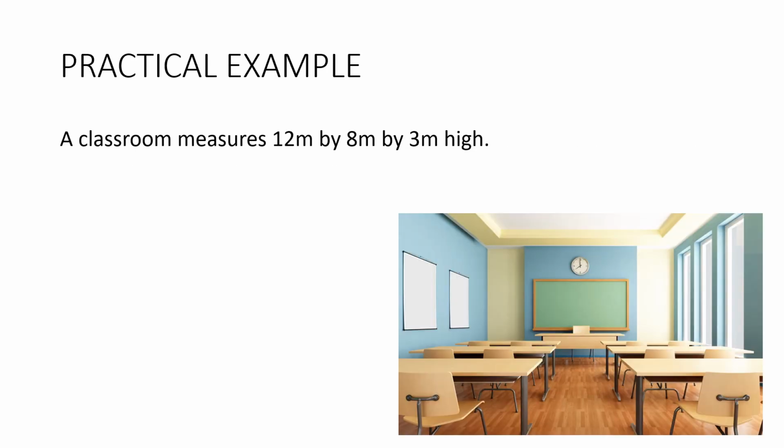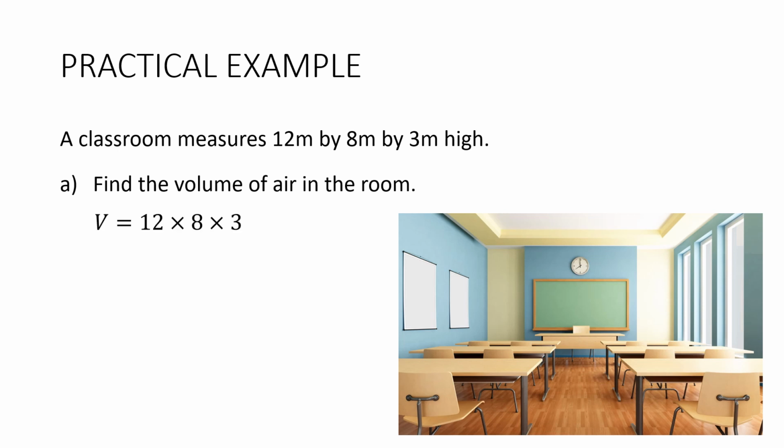All right, we'll finish off with a practical example. Our classroom measures 12 meters by 8 meters by 3 meters high. Find the volume of the air in the room. Okay, it's a rectangular prism, so we're going to do length times breadth times height, which is 12 times 8 times 3. Order is not important, and it gives us 288 meters cubed.